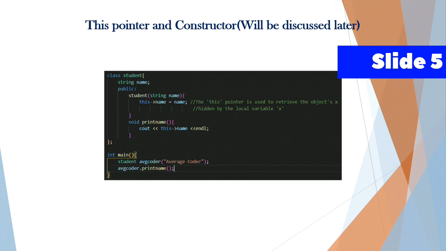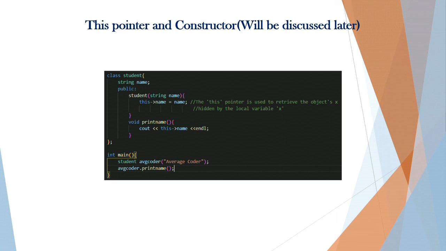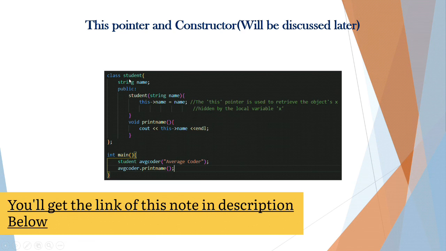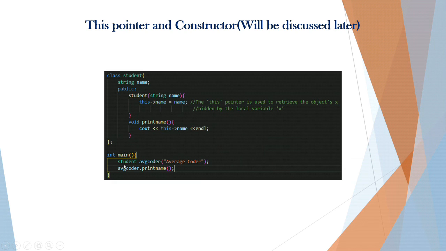Now we will learn about the this pointer and constructor. Constructor will be discussed later very clearly. For now, what is the this pointer? The this pointer is used to retrieve the object's member x, a variable hidden by the local variable x. When we create average coder, these things are actually called constructors. When we call a function with the same name as the class name, the function is called automatically when we initialize the class. This is called a constructor, and it will be discussed later very clearly.